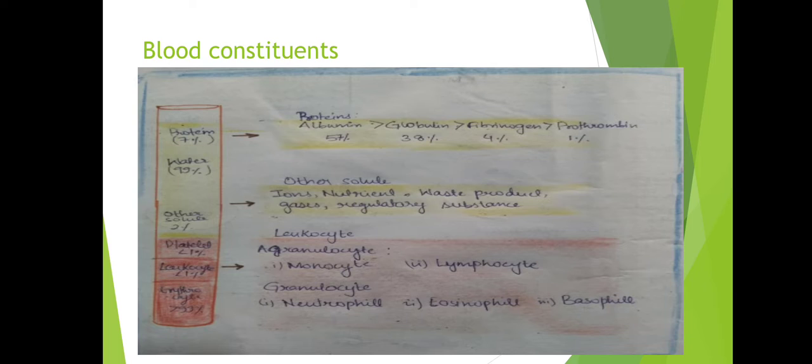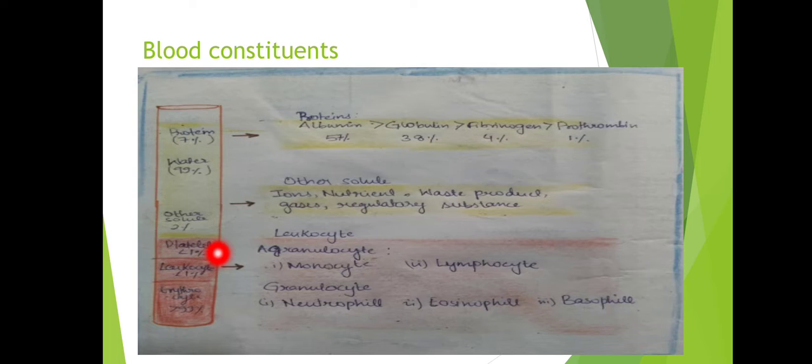Now coming to the formed elements, which include mainly erythrocytes, which give the blood its red color, as the hemoglobin is mainly concentrated in erythrocytes. Then leukocytes are the white blood cells. Leukocytes can be agranulocytes and granulocytes. In agranulocytes there can be monocytes or lymphocytes, whereas in granulocytes the granules are present in the cytoplasm, and they can be neutrophils, eosinophils or basophils.